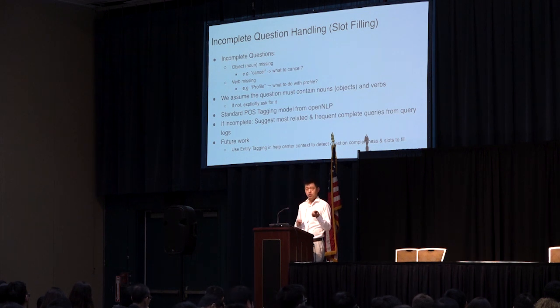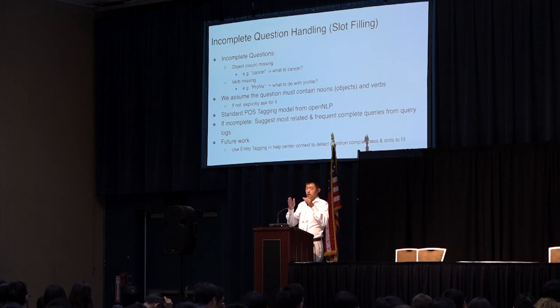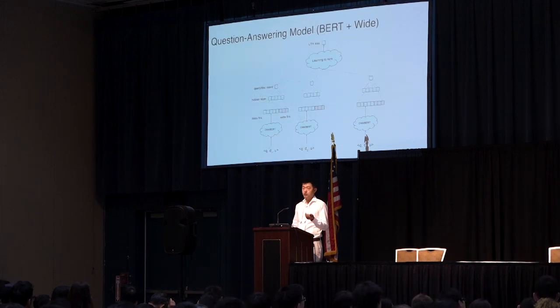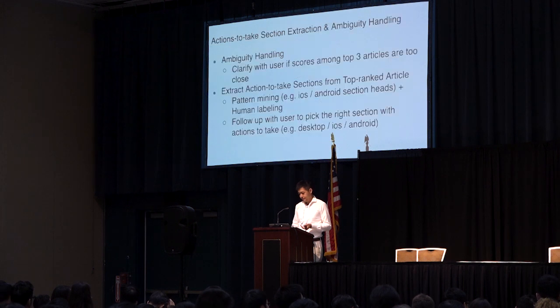But here, the main point is we have to build a specific entity knowledge graph for the help center use case, right? At LinkedIn, we already have a knowledge graph. That's why we're able to do entity tagging very easily. But for the Help Center, we have to build that so that we're able to build entity tagging on top of it. And the question answer model, Huiji had talked about it. We have the BERT plus wide model. It's the same model as what we had in search.